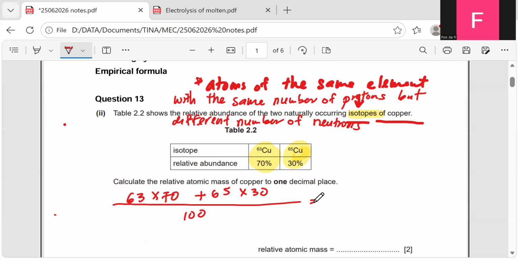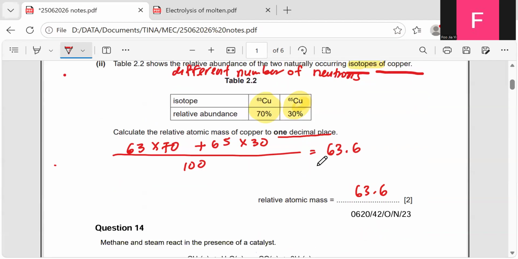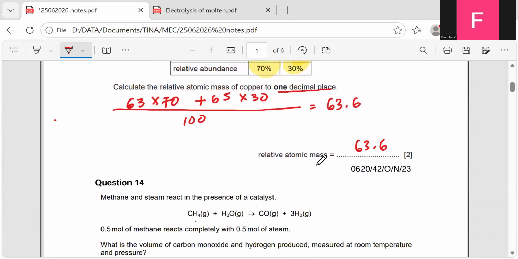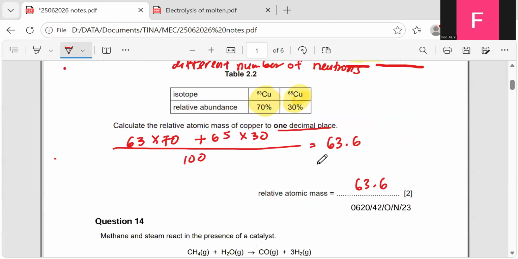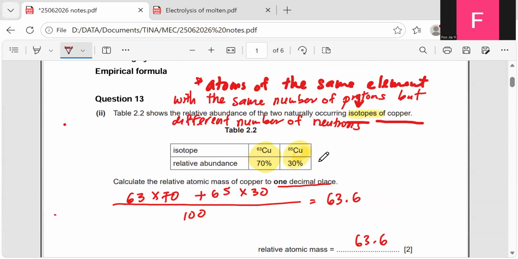So it is 63.6. So that's the relative mass. The question says one decimal place. Because it's 63.6, when you look at the periodic table, the copper is presented as 64. Although there's no real copper 64. There's copper 65 and copper 63. So that's why we have something called isotopes. Can you understand? Can you all try and do question 14?